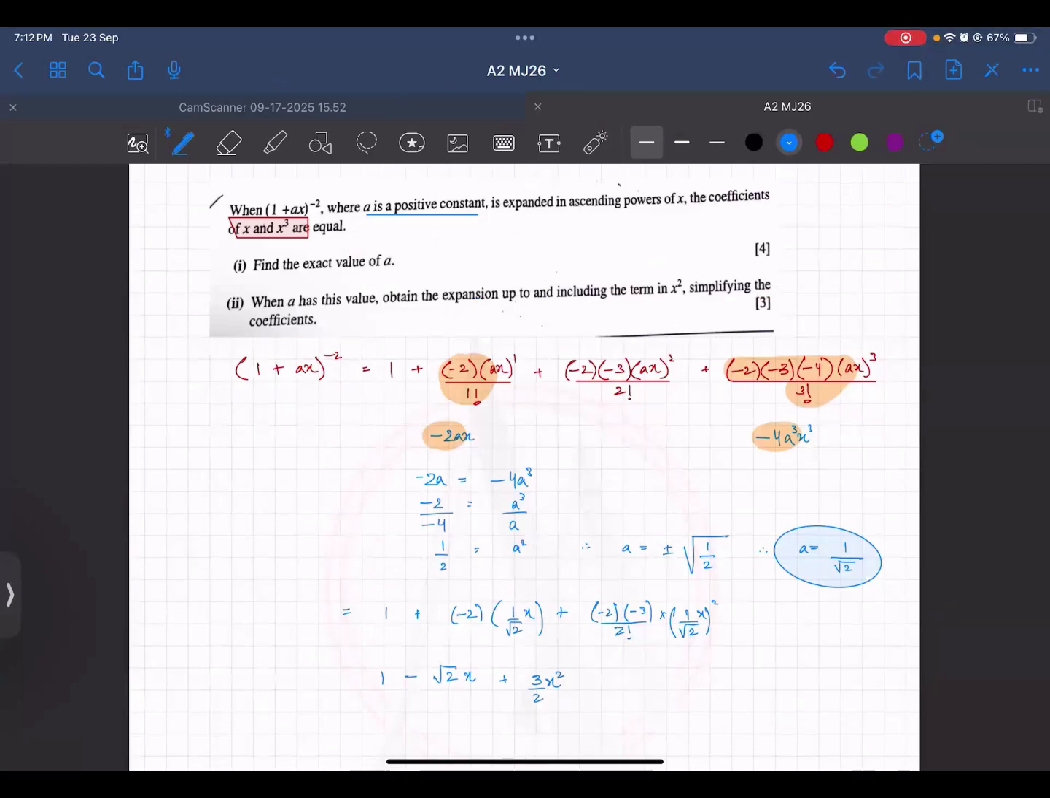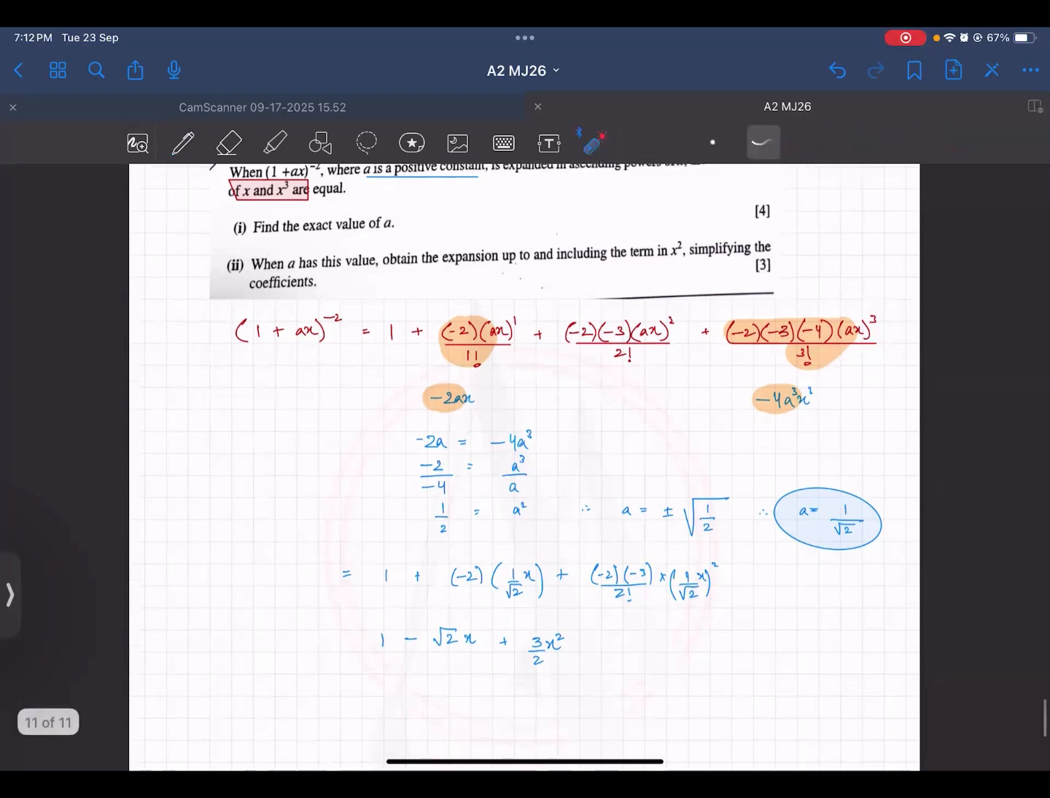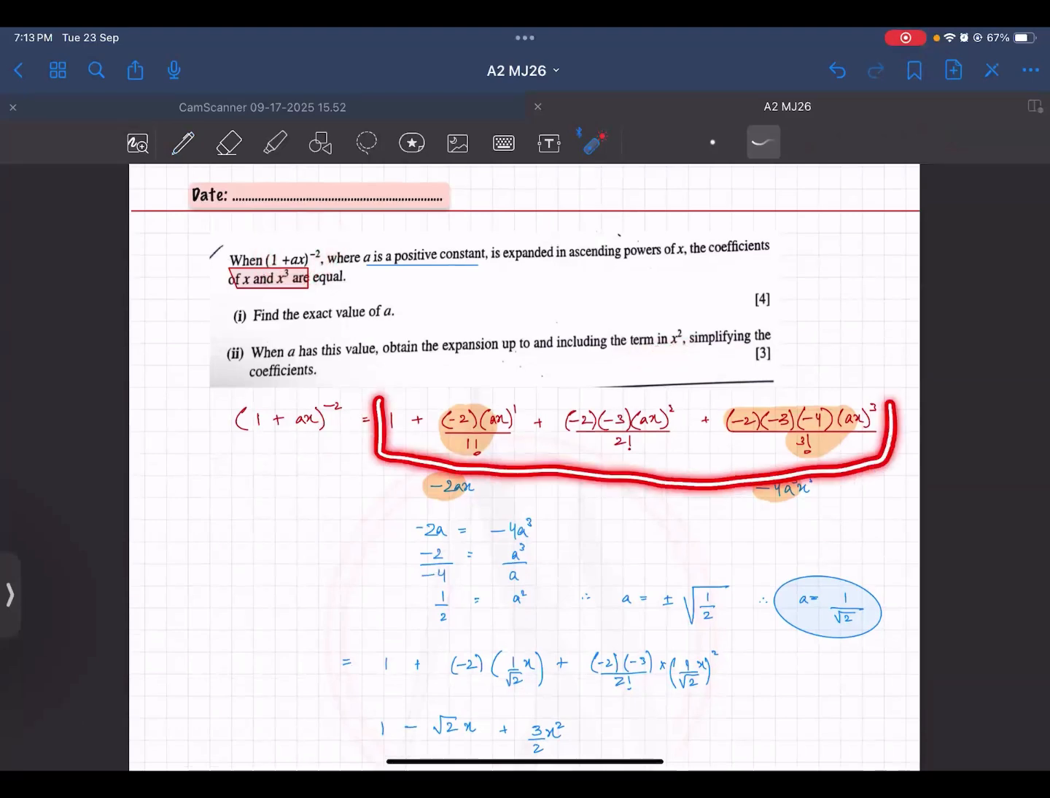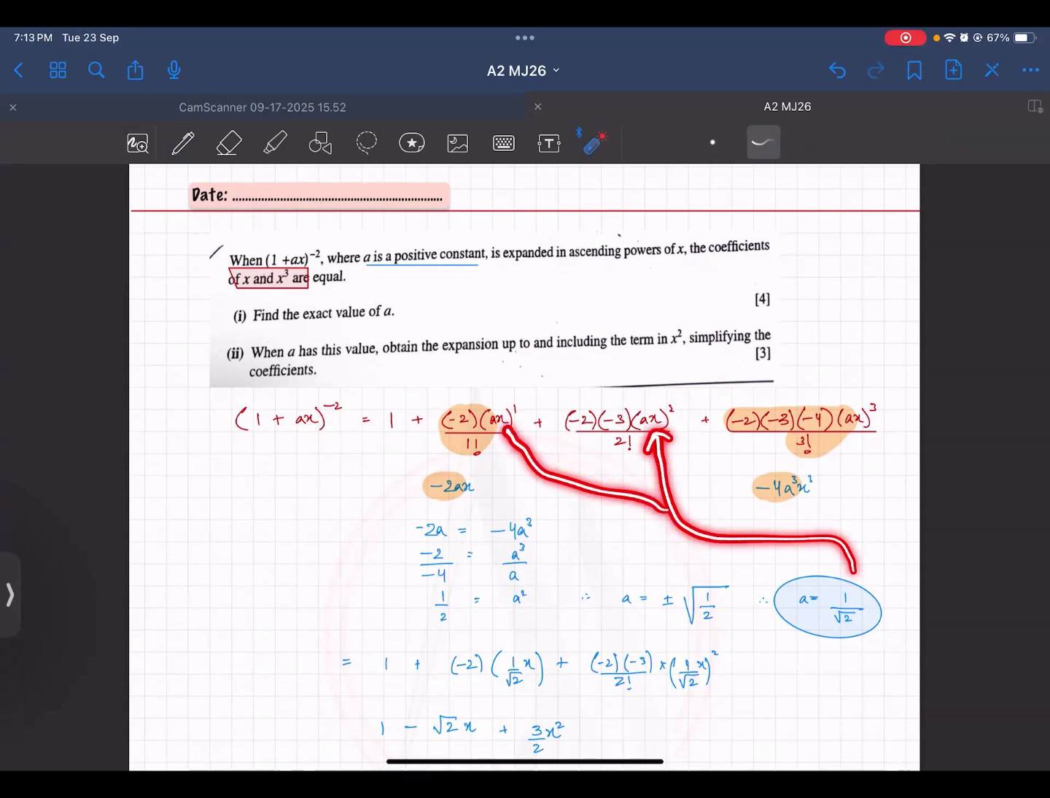Okay, take a screenshot. Did I explain the second part again? For the second part, I just input the value of a. They told us that when a has this value, we expand the same one up to x square. We already expanded it for the first part, and they asked you to expand it up till x square only. So I use the value of a over here and over here, and then I simplified it using the calculator.